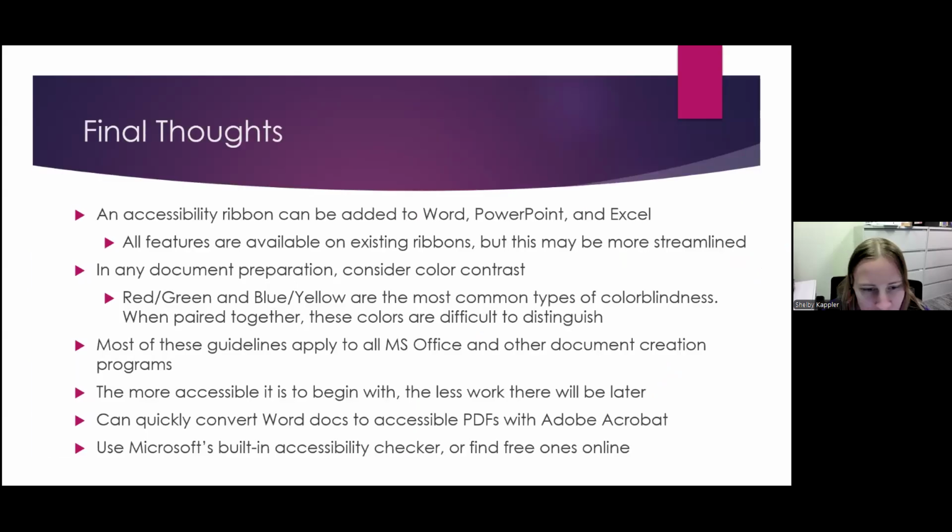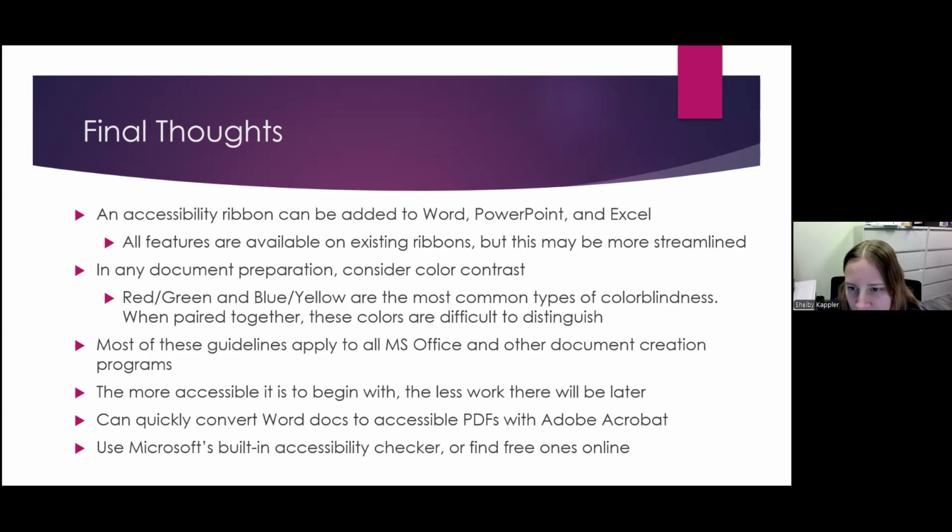So lastly, just some things to keep in mind here. There is an accessibility ribbon that is available in all of these platforms that we've just talked about, Word, PowerPoint, and Excel. You have to download that accessibility ribbon. It's separate. Even though all features are available on existing ribbons, it might be beneficial to have that accessibility ribbon so everything's all in one spot.